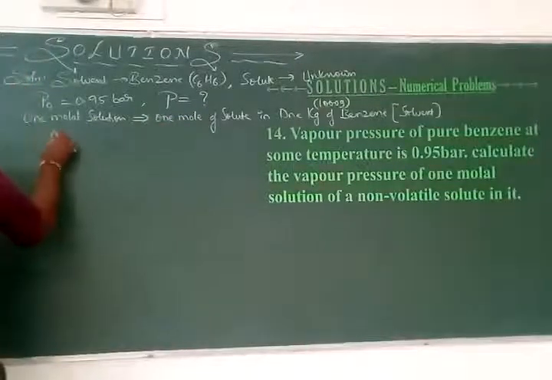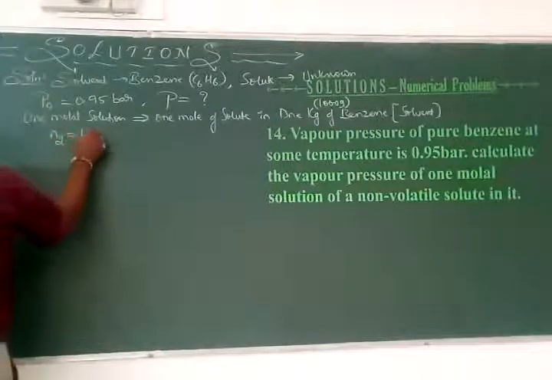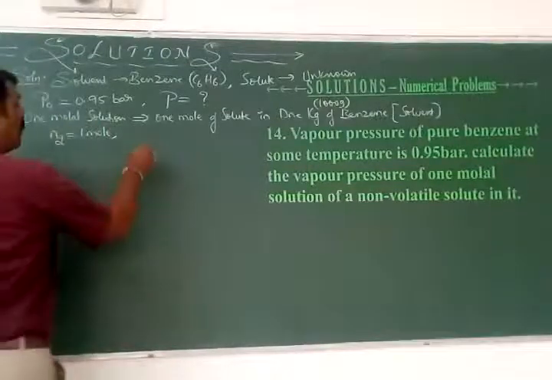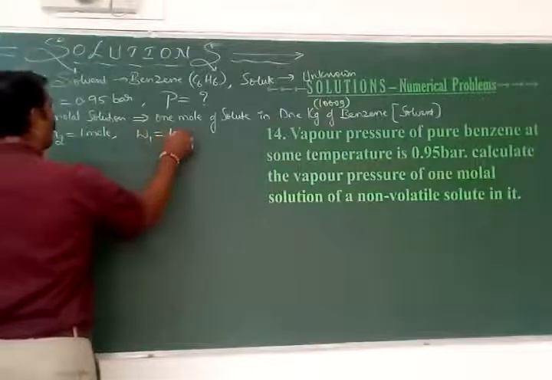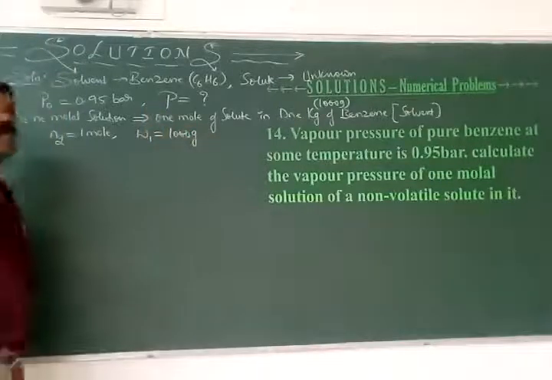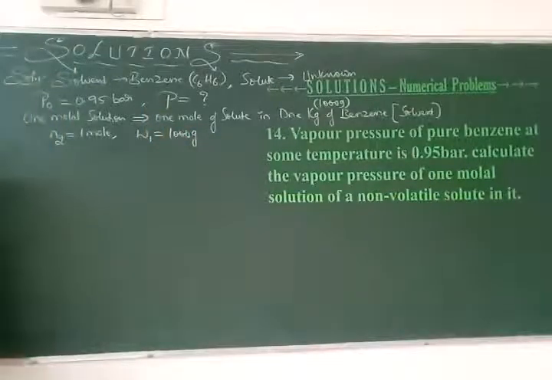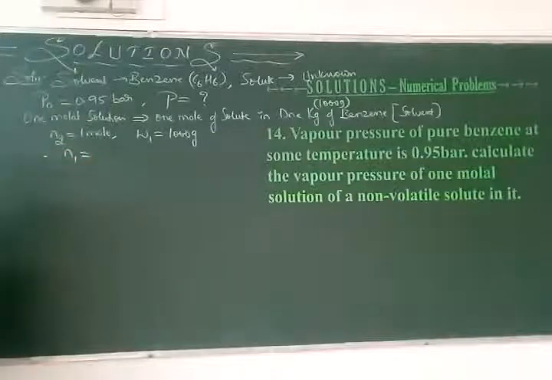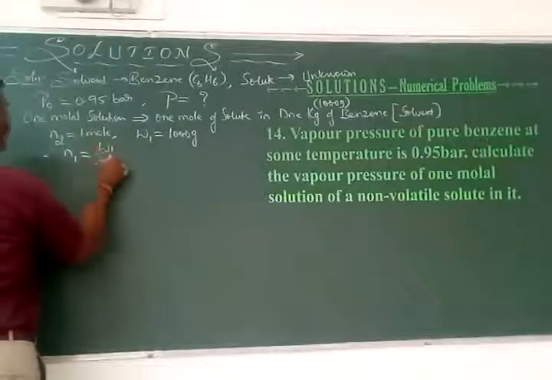So here N2 is equal to 1 mole, because how many moles? 1 mole. W1 is equal to 1000 grams. Therefore, what is N1 equal to here? N1 is W1 by M1.